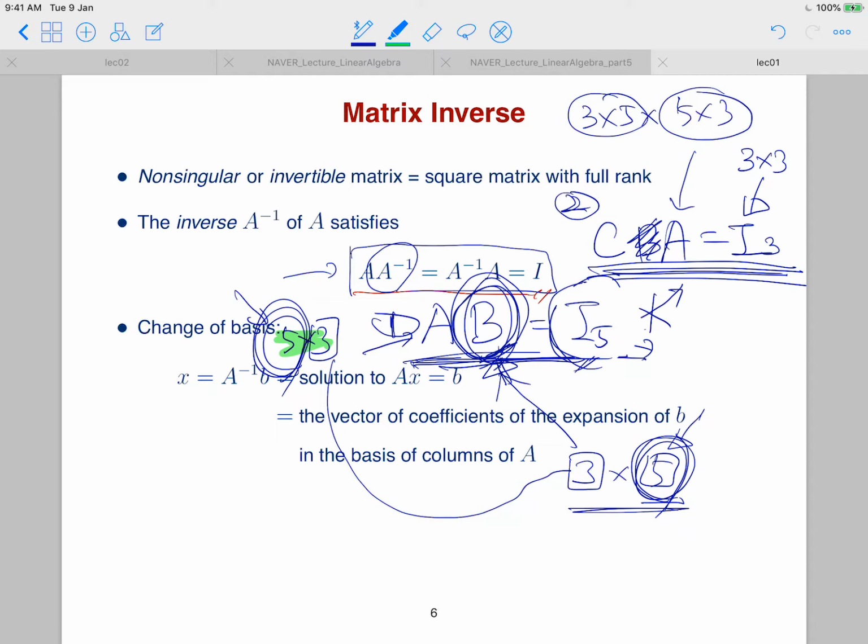It is related to a rank thing. So in the case of a 5 by 3 matrix, what is the maximum rank? Is it 5 or 3?